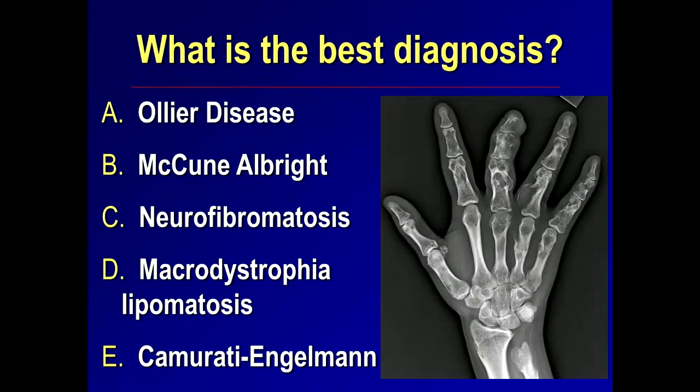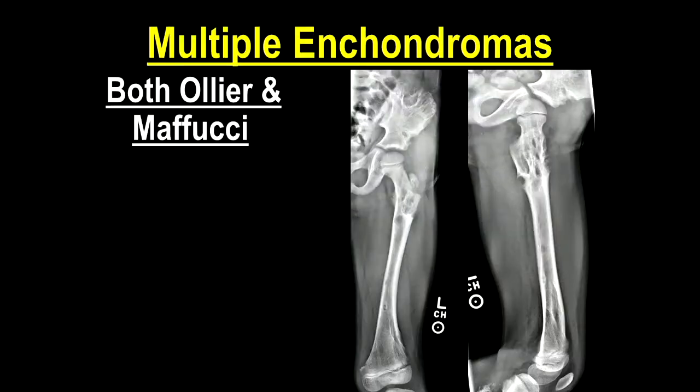Ollier's disease, McCune-Albright, fibromatosis, macrodystrophia lipomatosis, or Kummer-Engelmann. Well, the answer here is Ollier's disease. Note the presence of these rather bizarre-looking osteolytic lesions that represent multiple enchondromas.